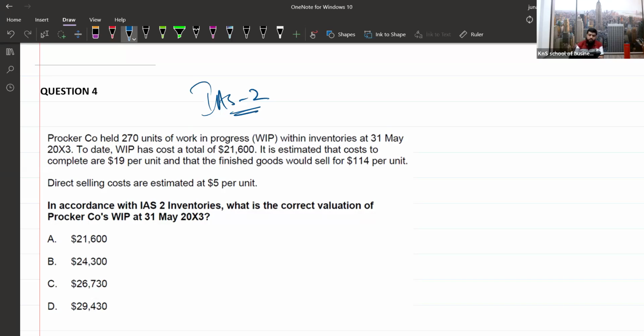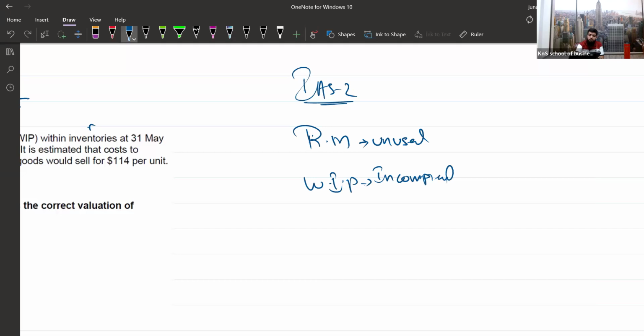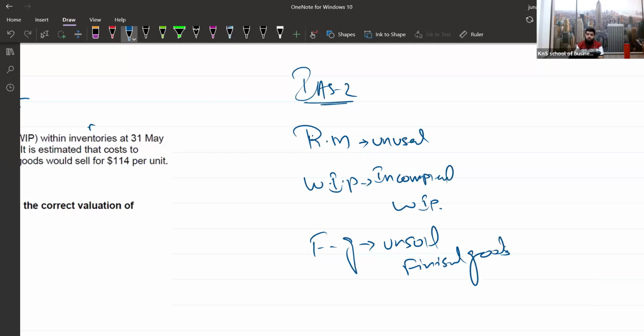Now let's read out the question: the Procter company held 270 units of work in progress within the inventories. Remember, as per IAS 2, what do we mean by inventories? Unused raw material is an inventory. Incomplete work in progress, and the unsold finished goods. IAS 2 states that raw material which has not yet been used at the end of the accounting period is your inventory. Work in process which is not yet completed is your ending inventory. And finished goods that have not yet been sold are ending inventory.